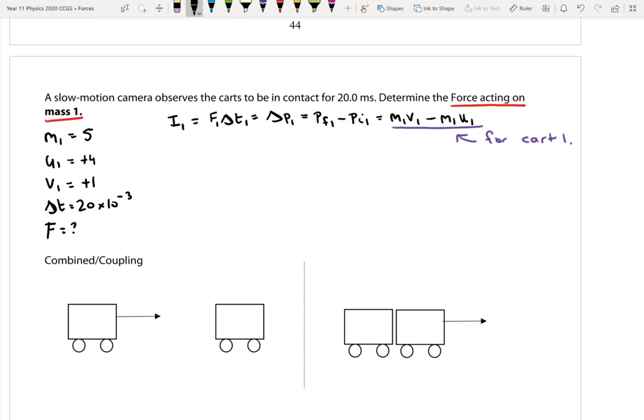What do we have on the left-hand side? We've got the m's and the v's, and we want to figure out what is the force. So F1 delta t1 equals m1 v1 minus m1 u1. Rearrange for F. 20 milliseconds is 0.020 seconds. We are now back to Newton's second law.